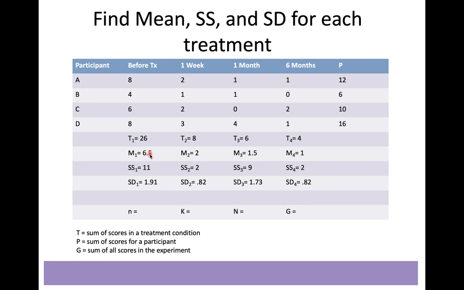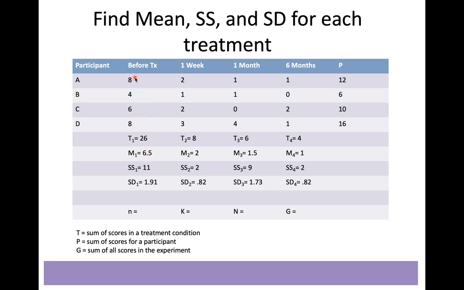Finding the mean is easy, right? We add up all our values, we divide by how many there are, so 4. So 26 divided by 4 gives me an average pain score of 6.5 for before treatment, an average pain score of 2 for 1 week, an average pain score of 1.5, and then an average pain score of 1 for 6 months.